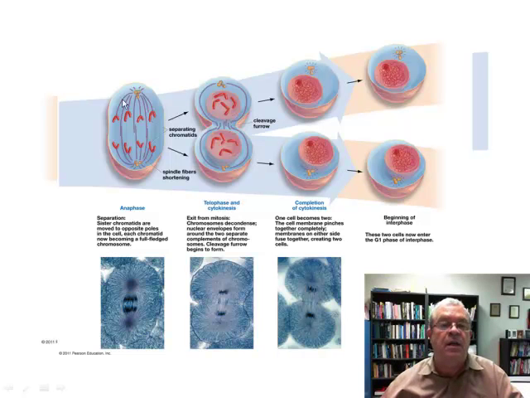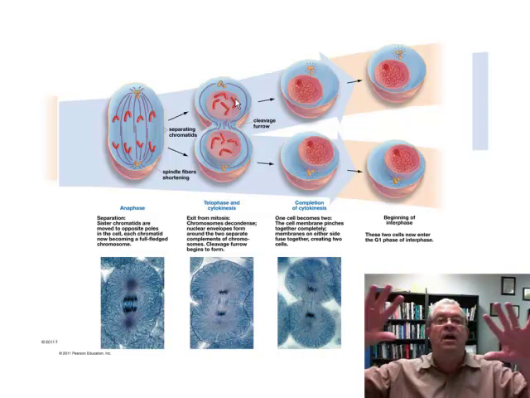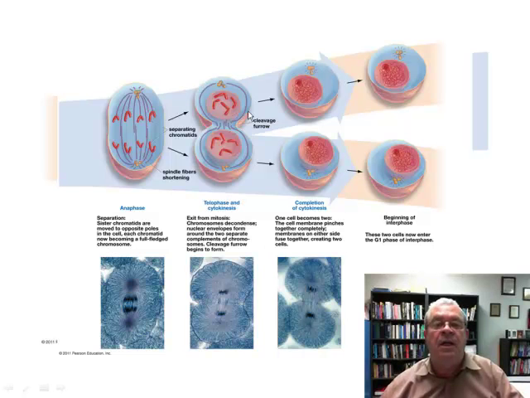Several things are going on here as we transition from anaphase into telophase. One, you can see the cell is dividing. There's a pinching in of the parent cell to form the two daughter cells. A second thing is you see a brand new nuclear envelope forming in each daughter cell. And the third thing, not too well represented here, is that the chromosomes are starting to unwind, uncoil, so you can't see them very well anymore.